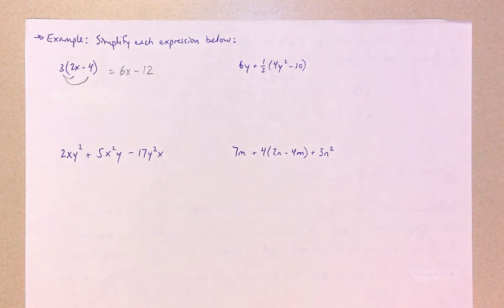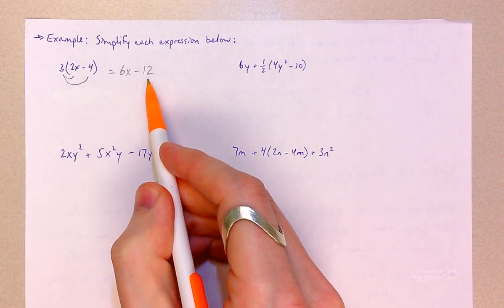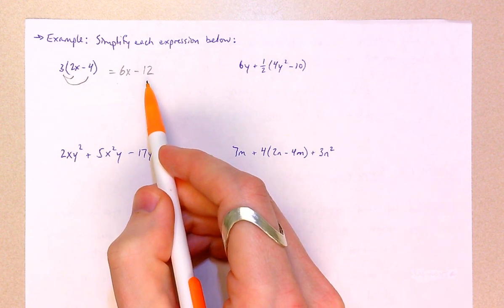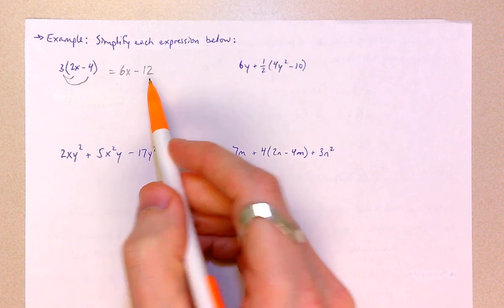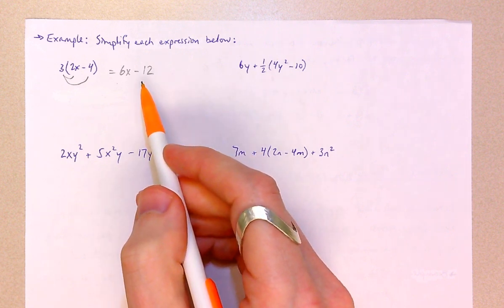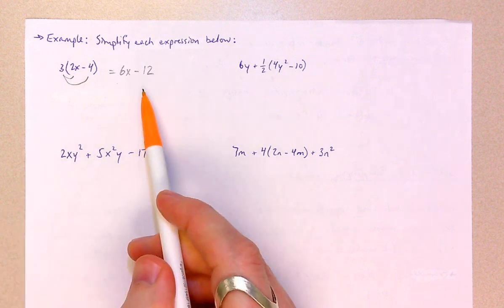Okay, then we would check, are there any like terms that can be combined? This term contains an x. This term does not contain an x. Therefore, these aren't like terms. You know, this is all we can do. And then the operations on the like terms, well, we don't have any more like terms. We just have to leave this as it is.